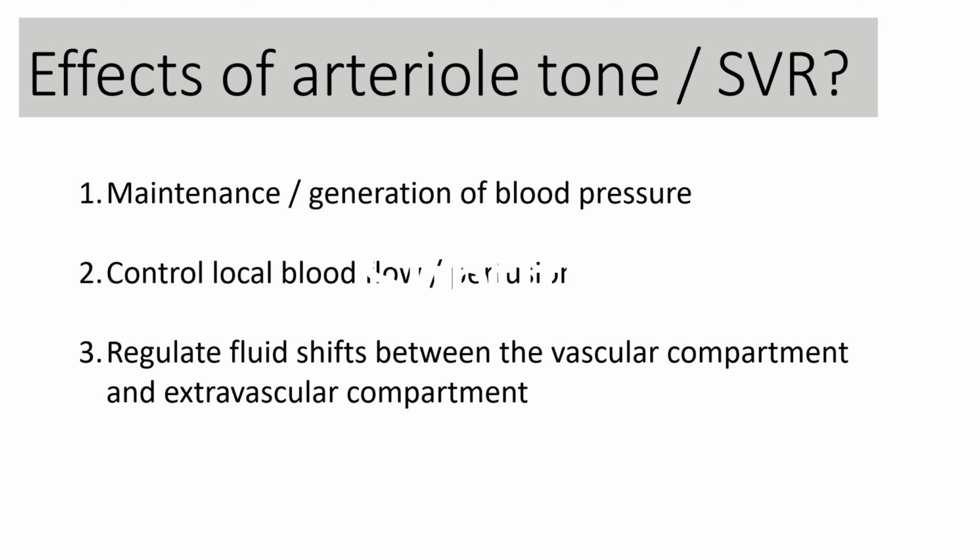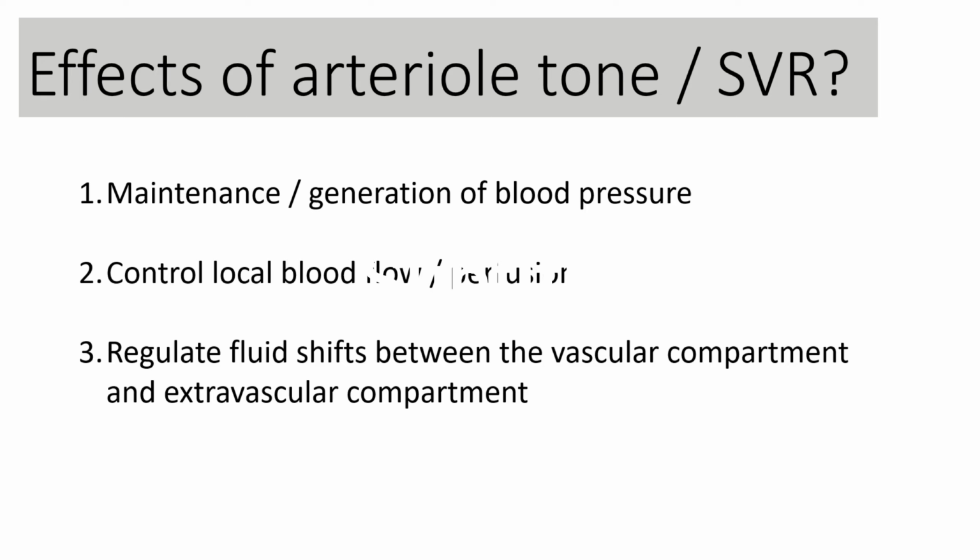We now find ourselves asking, what effects do arterial tone and systemic vascular resistance have on the circulatory system? Firstly, systemic vascular resistance is essential for the generation of blood pressure.